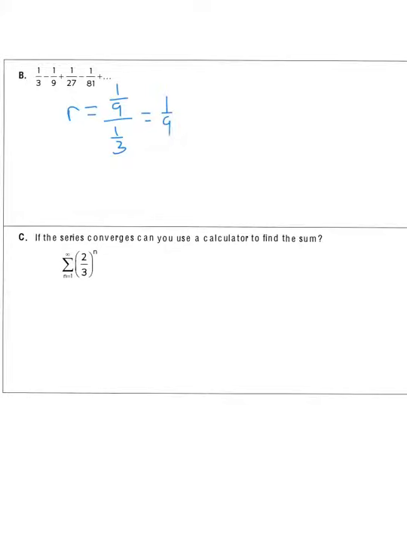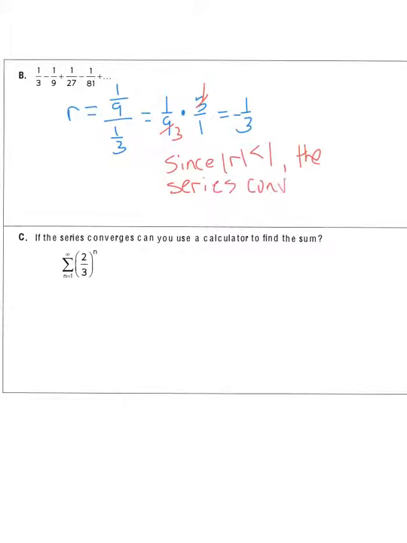So keep the 1/9, change to multiplication, and flip. And then you end up with 1/3. So your R is actually negative 1/3, but it doesn't matter. You look at the absolute value. Since the absolute value of R is less than 1, the series converges. So there is a sum, and it's very easy to find.